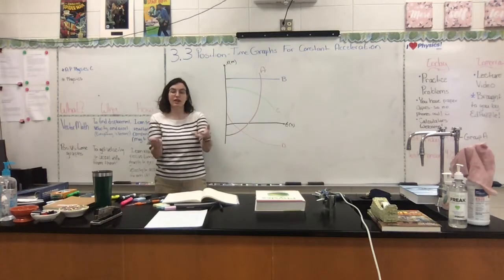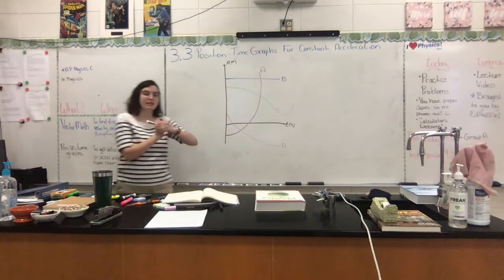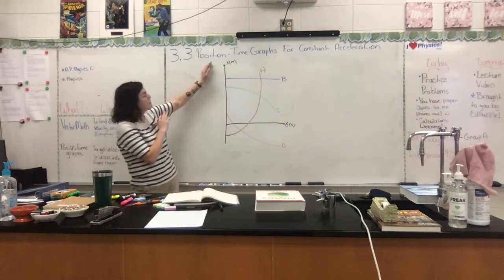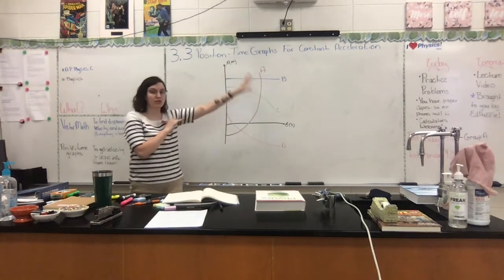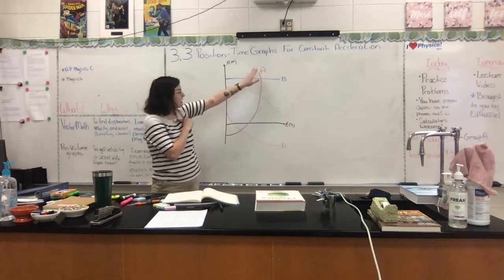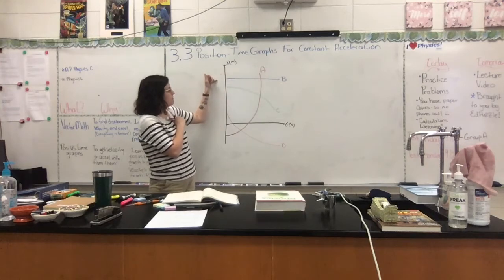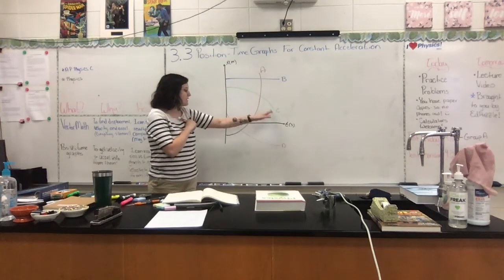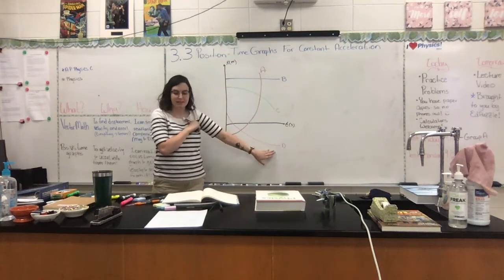All right, to try and get a little bit more of a grasp on that, let's look at this position versus time graph that has 3 different lines sketched on it, okay? We have this red line here, that's line A, the blue is B, the green is C, and this pink is D.